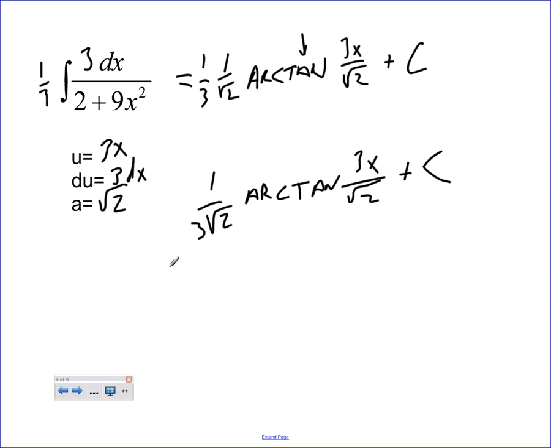I think my writing's a little better. I'm a little further back. We'll see what you think when you look at this.